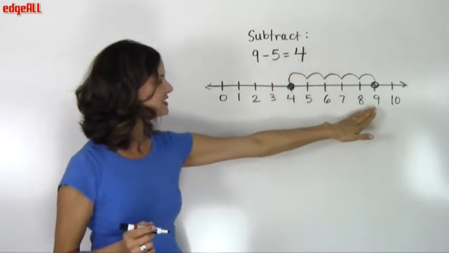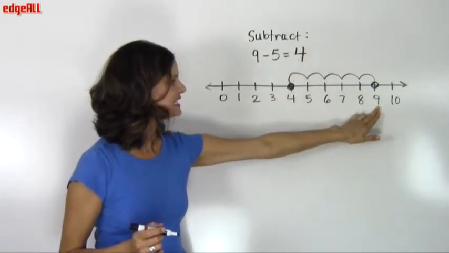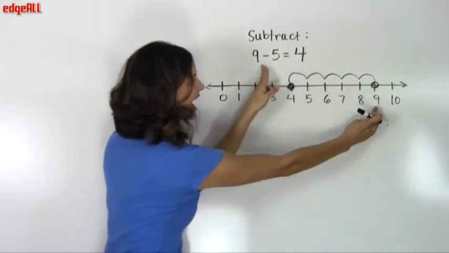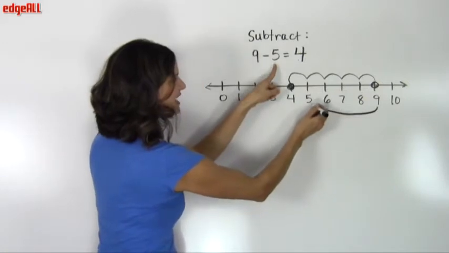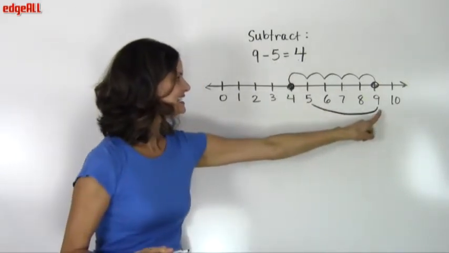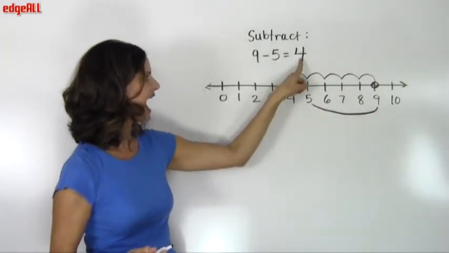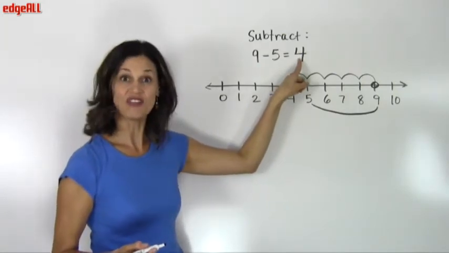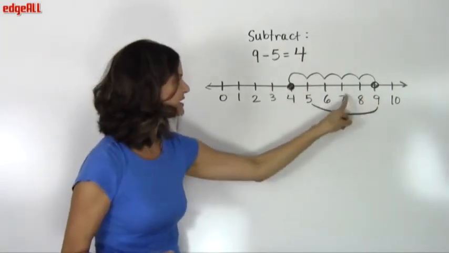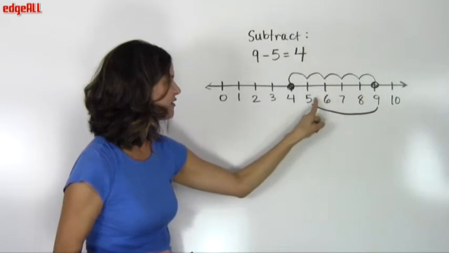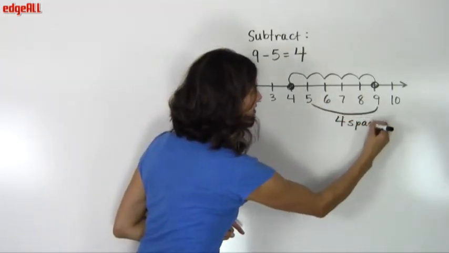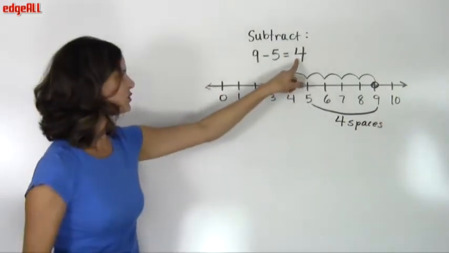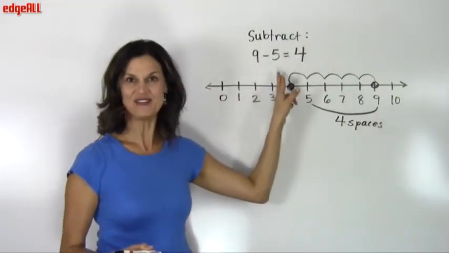Now we can also look at the distance between 9 and 5. And we can see that this distance between 9 and 5 is going to equal 4. 1, 2, 3, 4. And so we can see that we have 4 spaces between 9 and 5.